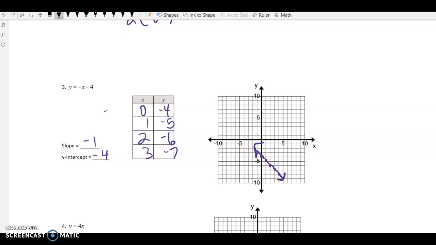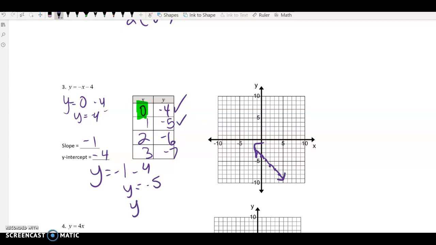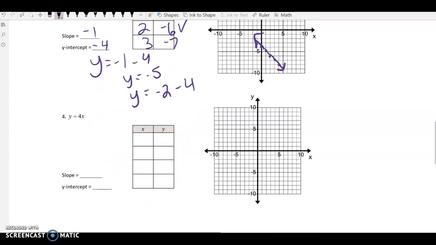So what we did at the time was plug my x values in to find my y. So if I plug in 0, I would get y equals 0 minus 4. So y equals -4. Great, that was 1. If I plug in this 1, I would get y equals -1 minus 4. So y equals -5. Great, that was another point. For the third one, we would get y equals -2 minus 4, -6. So now this should be easier as we go back through if you want to do a retake, okay?